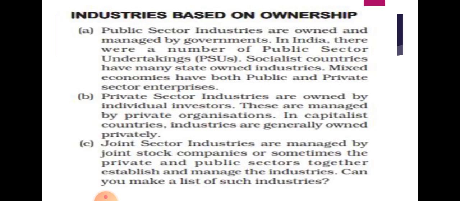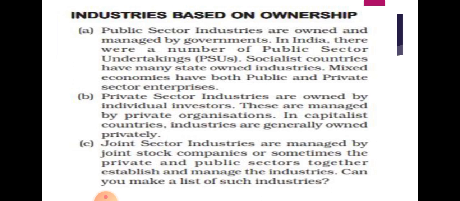Now, industry based on the ownership. According to the ownership, industries are divided into three parts. One is the public industry, another one is the private industry, another one is the joint industry. Public industries are owned and managed by the governments only. That means these are all government industries. Socialist countries have many state owned industries also. In case of a mixed economy country, they have both public and private industry.